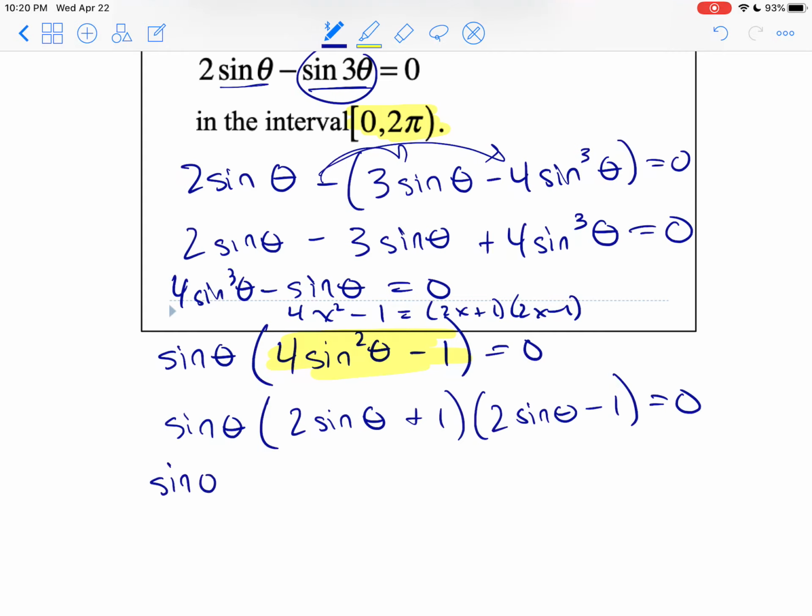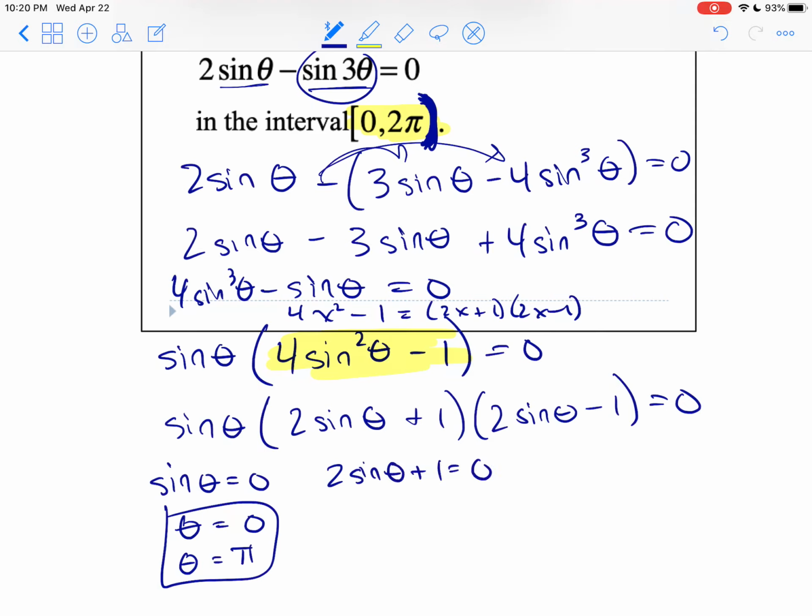So that means that sine of theta equals 0, which definitely means theta equals 0. It also means that theta equals pi, and theta would equal 2 pi as well, but we're not including 2 pi. We are excluding 2 pi because of the parentheses up there. So we have two solutions here. We also have 2 sine theta plus 1 equals 0. So that means that sine theta equals negative 1/2.